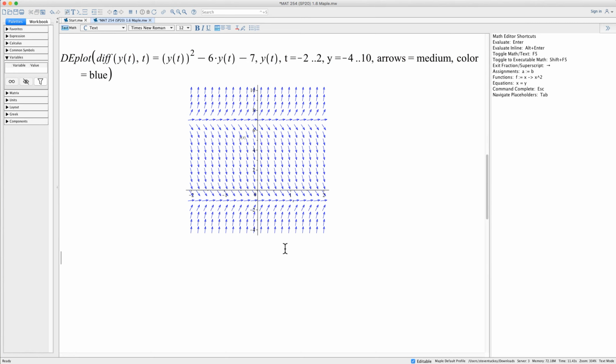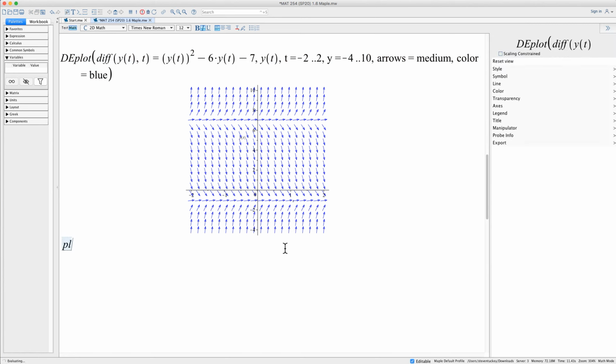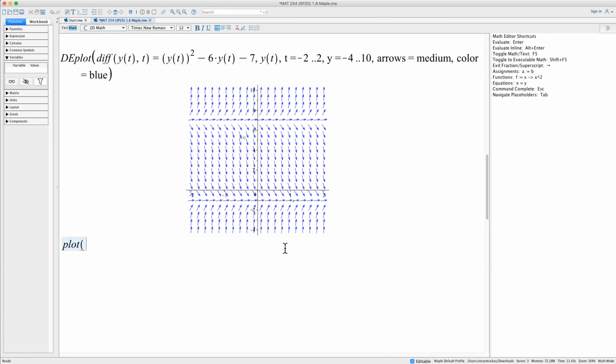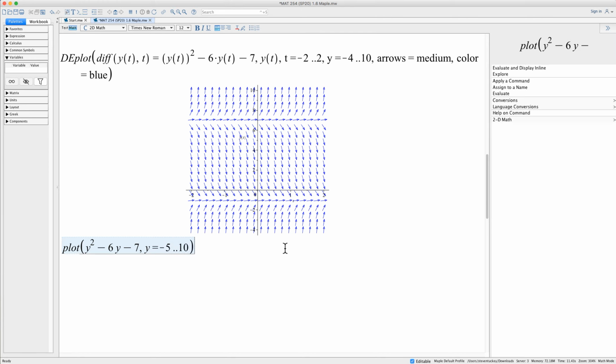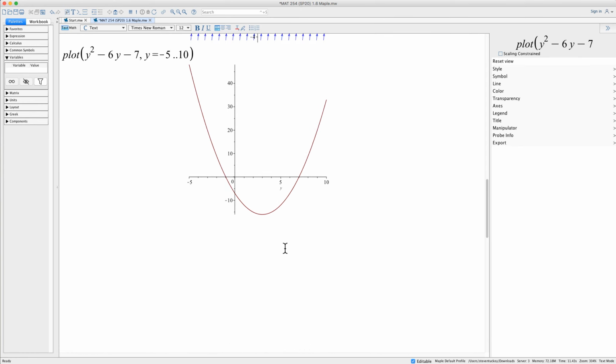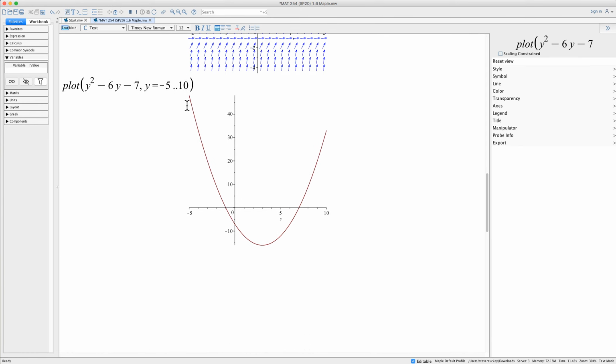But what I want to show you here is that we could, if we wanted to, plot the right-hand side of the equation. I'm just going to write it in terms of y. So it's going to be y squared minus 6y minus 7. And I'm going to plot this on a set of axes, but the horizontal axis now is the y-axis. So y needs to go as far down as negative 1 and as far up as positive 7. So I'm going to go from negative 5 to 10 just for giggles. And let's see what we get. We get a plot that looks like this. It's that quadratic that we expected.